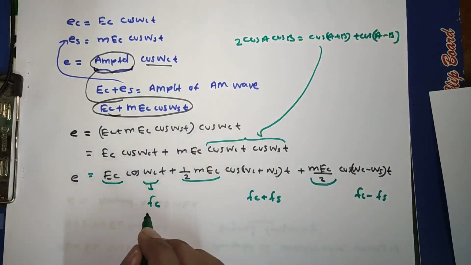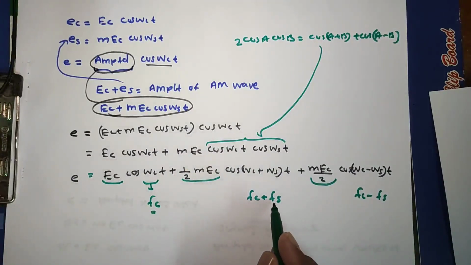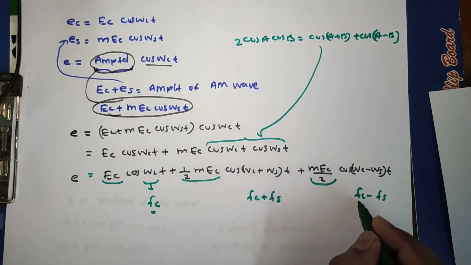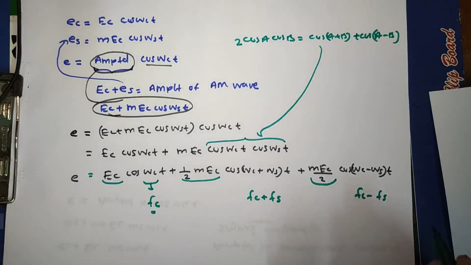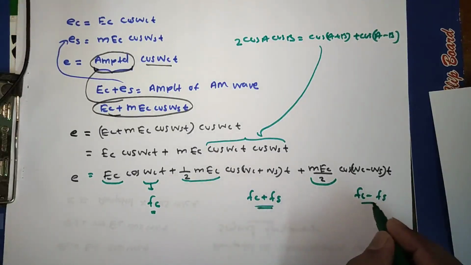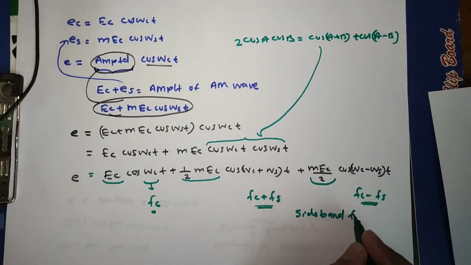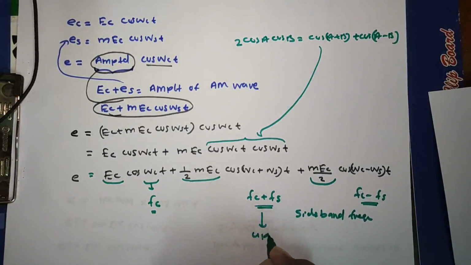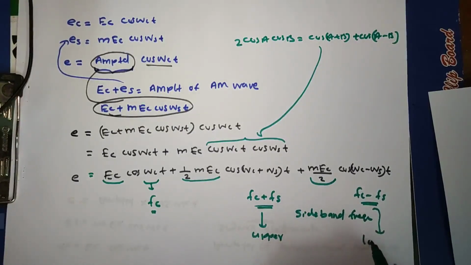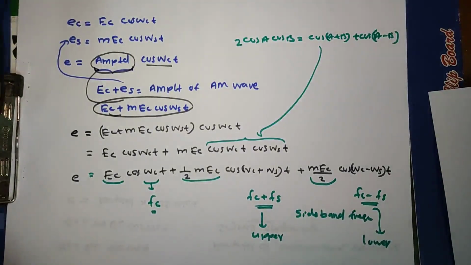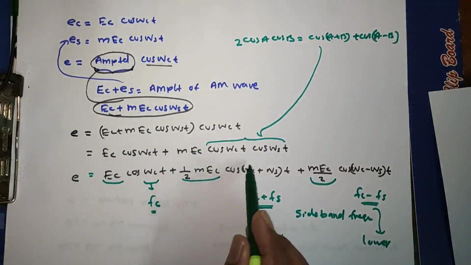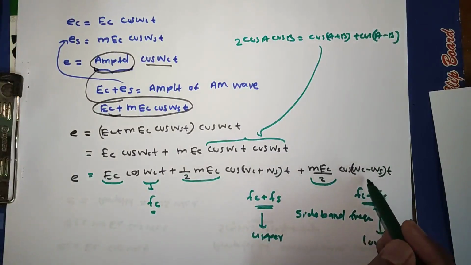So along with the carrier frequency FC, you have a carrier frequency plus signal frequency Fs term, and a carrier frequency minus signal frequency Fs term. Now FC plus Fs and FC minus Fs are said to be sideband frequencies. FC plus Fs is the upper sideband frequency, and FC minus Fs is the lower sideband frequency. The important result is that an amplitude modulated wave is equivalent to the summation of three sinusoidal waves: cos omega CT, cos (omega C plus omega S) T, and cos (omega C minus omega S) T.